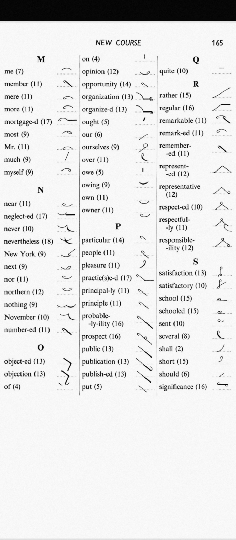S circle T with S circle with chun hook on the line for satisfaction. S circle T with S circle with upward R on the line for satisfactory. S circle within loop of K with L hook on the line for school. Same outline on the line halved here for schooled.